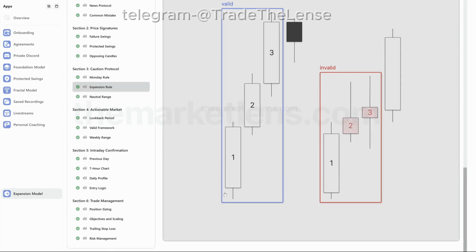And the third, caution protocol. So if it's not a Monday, you can look for a trade. If it's the expansion rule, you can't keep looking for continuations. You have to reassess the market.